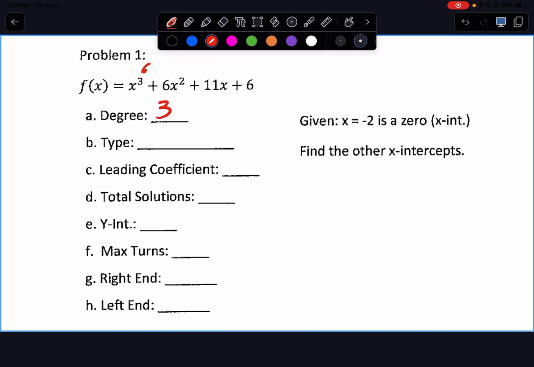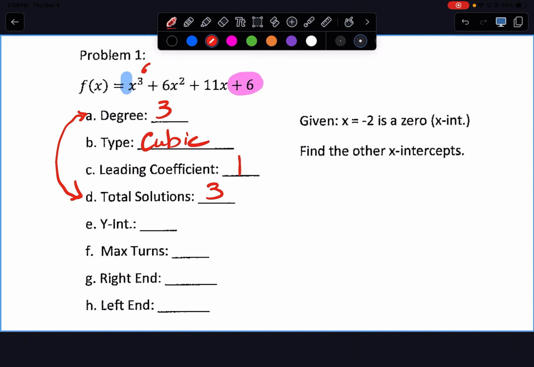Okay, degree is here. That's our 3. Our type is cubic. Our leading coefficient, that's hiding right here in front of the x. So that's a 1. How many solutions are we going to have? 3. The solutions are always the same as what? The degree. These two right here should always be the same number.